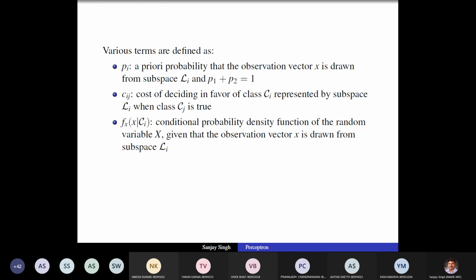And then the third component, f of x given Ci, is basically nothing but the conditional probability density function of the random variable x, given that the observation vector x is drawn from the subspace Li, right?